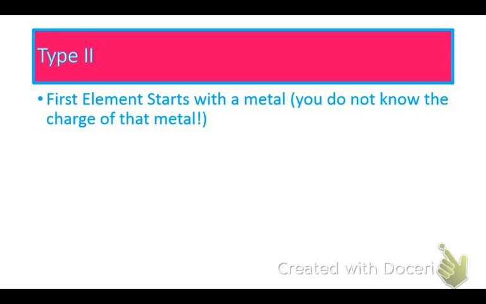All right, now we're going to talk through how to write the name of a type 2. Type 2s are basically just like type 1s. It's just the fact that now the element still starts with a metal, but you do not know the charge of that metal. So we have to use our special names, like rather the Roman numeral, or things like plumbic or ferric.